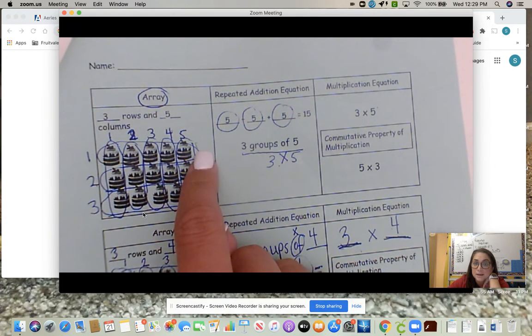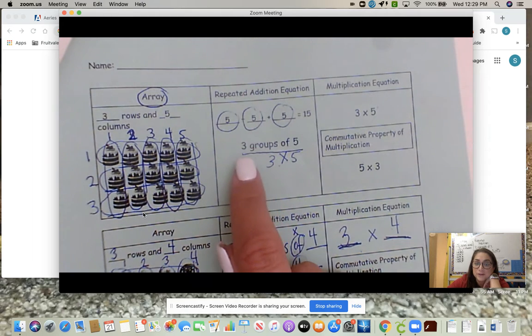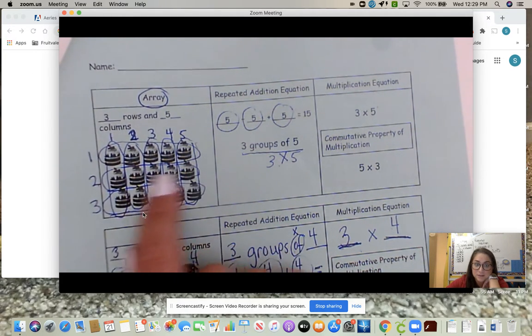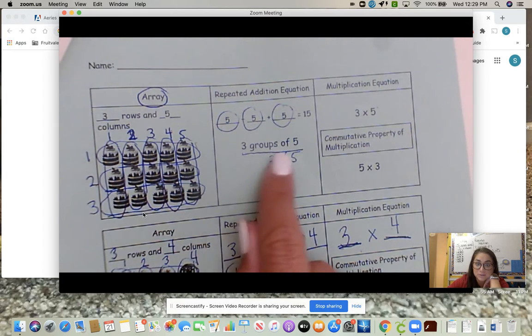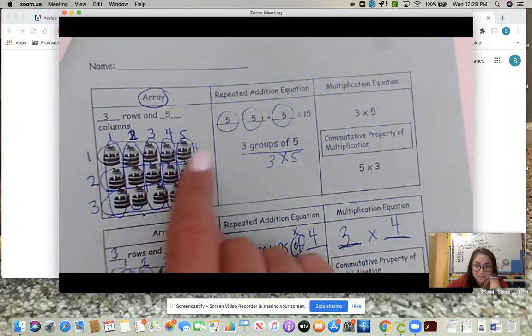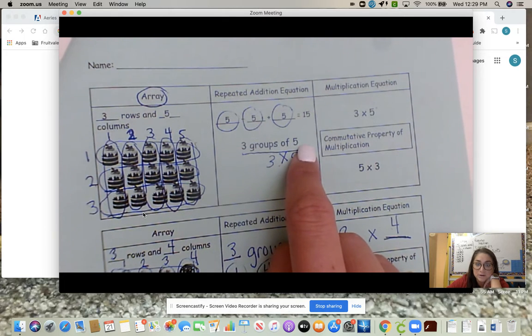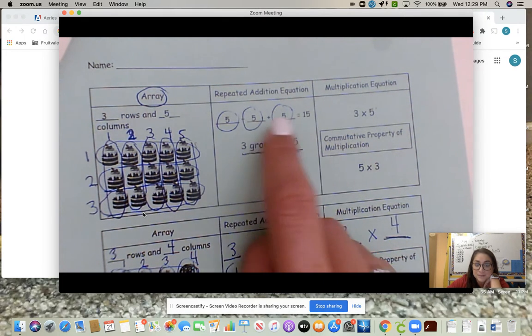Well, now you have to figure out your groups. So we have 3 groups. How many groups do you have? You have 1, 2, 3. Your rows are the groups of, well, how many are in each? If I circle 1, I have 1, 2, 3, 4, 5. 3 groups of 5.